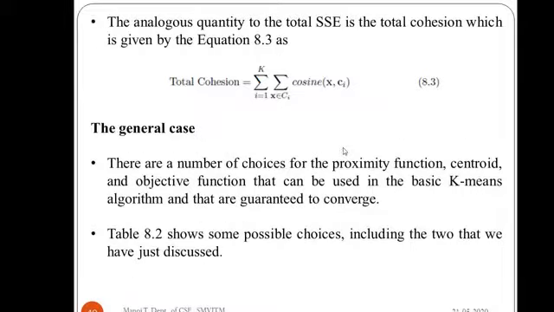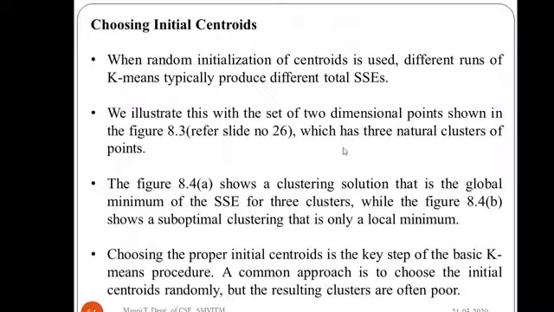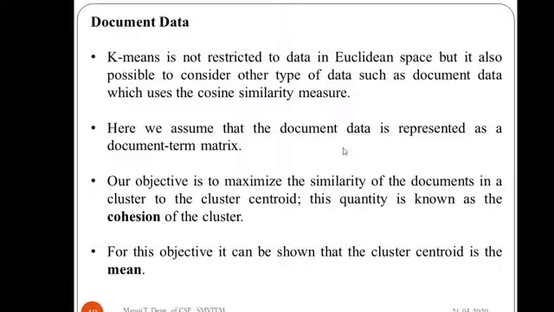Let us see regarding the document data and the general case, and we will end this. K-means is not restricted to data in Euclidean space, but it is also possible to consider other types of data such as document data, which uses the cosine similarity measure. Here we assume the document data is represented as a document-term matrix. This document-term matrix representation we have seen in module 1 when we looked at the different types of data, where we represent the documents in terms of a matrix.